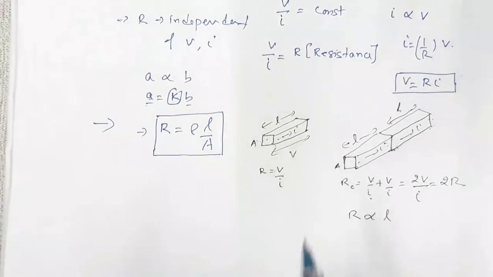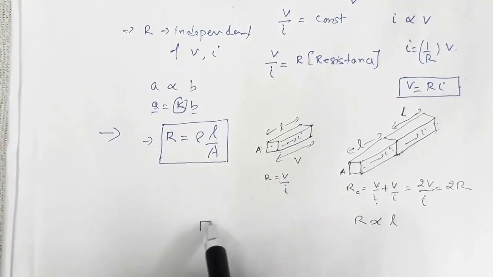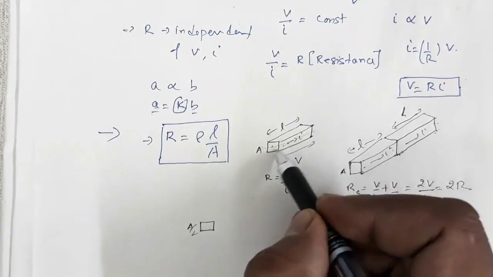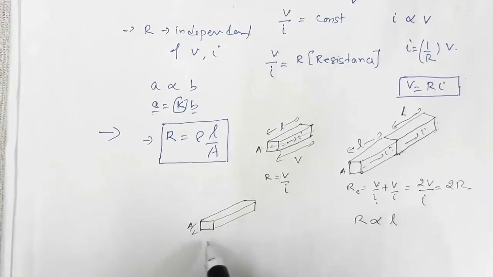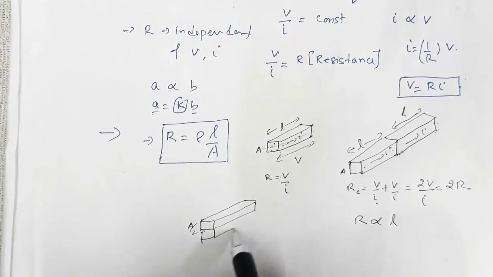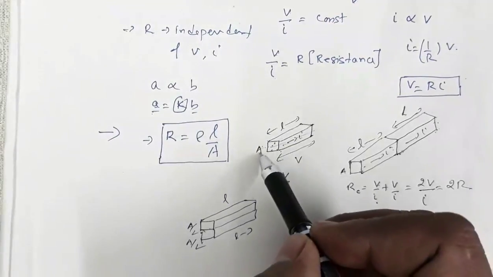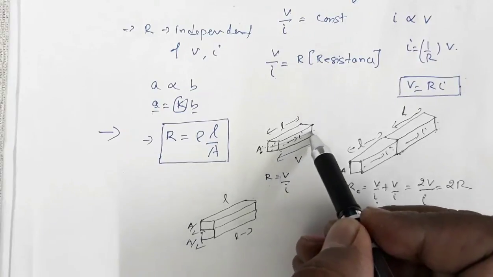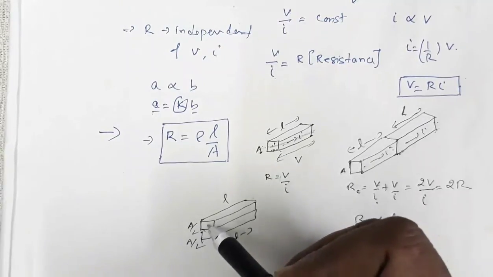Now suppose I cut this conductor such that I have half the area, so this is A by 2. If I slice this in this direction, so this is A by 2, the length remains the same, and if I take two such elements, this is again A by 2, length is L, this is also L. I have sliced this along the length, so this part has area A by 2, and this part is also A by 2.